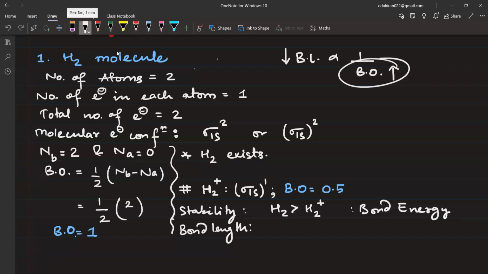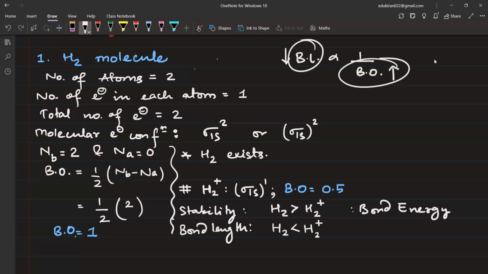H2. So its bond length will be less or more? Less. You were saying the opposite earlier. Okay, we will do it step by step, then it will be fine. So H2 will have higher bond order, H2 plus will have lesser bond order. Sorry, H2 will have lesser bond length, H2 positive will have larger bond length.